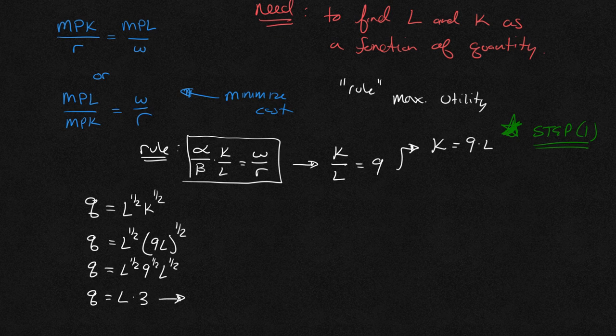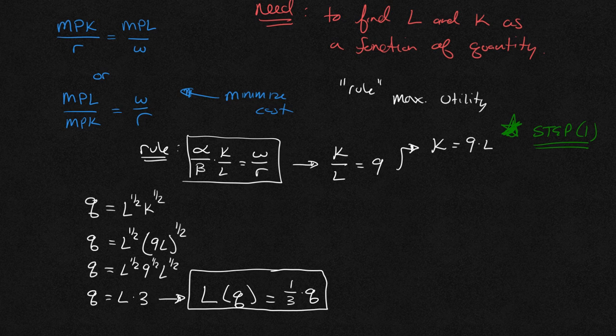So this is going to tell me L as a function of Q is going to be equal to 1/3 times Q, because I'm just dividing both sides here by 3, getting me to L equals Q over 3, or 1/3 Q. And this here is L as a function of Q. So no matter what quantity we're looking for, I can plug it in here, and I'll know how many L is going to minimize that cost.